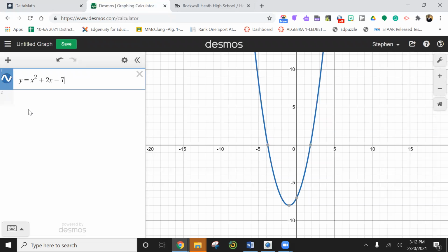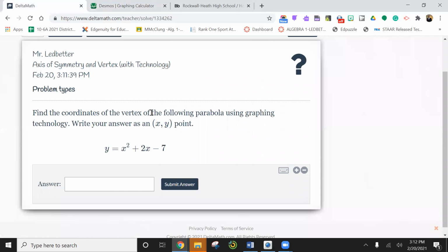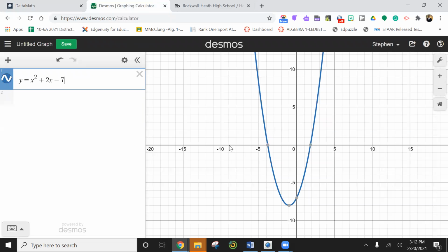All right, so there's that problem right there. They want to know the axis. This is a little different, isn't it? Find the coordinates of the vertex. So they want us to find the x and y point, and they want us to write it like this. So we're going to use the graph. This is my vertex right there. And look, it's -1, -8.